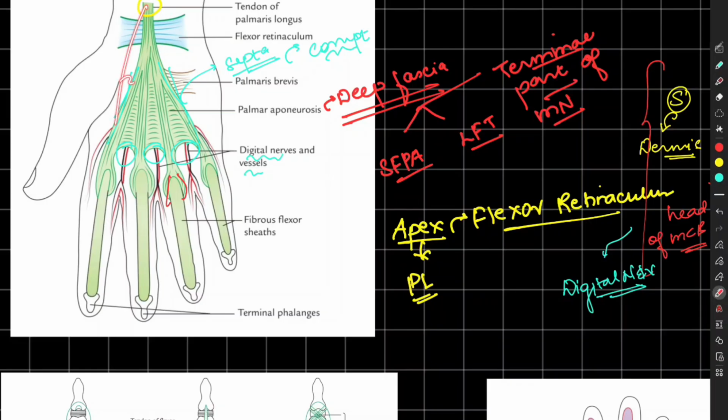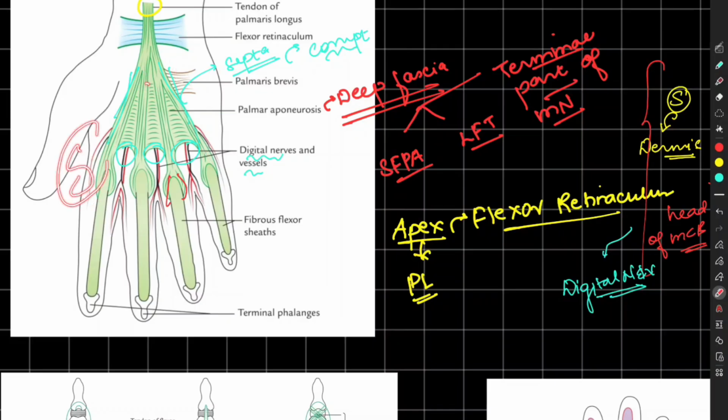A quick revision अगर मैं दूं तो palmar aponeurosis is triangular in shape. Okay. Talking about the apex, it is proximal and blends with the flexor retinaculum. ठीक है, it is continuous with the tendon of the palmaris longus. Talking about the base, it is distal. In the base, it divides into superficial and the deep strata.